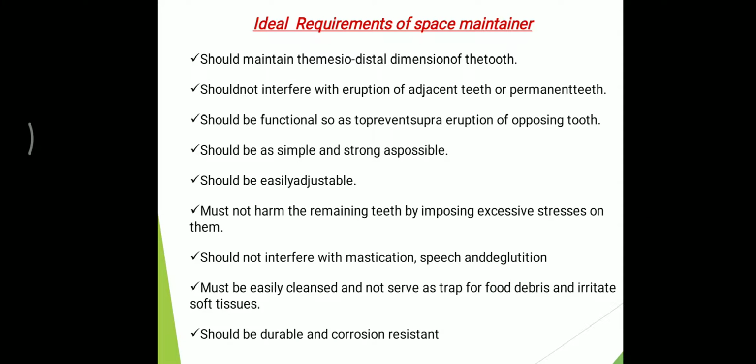Ideal requirements of a space maintainer. It should maintain the mesiodistal dimension of the tooth, should not interfere with the eruption of the adjacent teeth or permanent teeth, should be functional so as to prevent the supra-eruption of the opposing tooth, should be as simple and strong as possible, should be easily adjustable, must not harm the remaining teeth by imposing excessive stresses on them, and should not interfere with mastication, speech and deglutition. It must be easily cleansed and not serve as a trap for food debris and irritate soft tissues, and it should be durable and corrosion resistant.